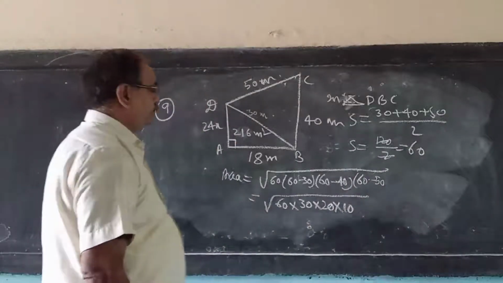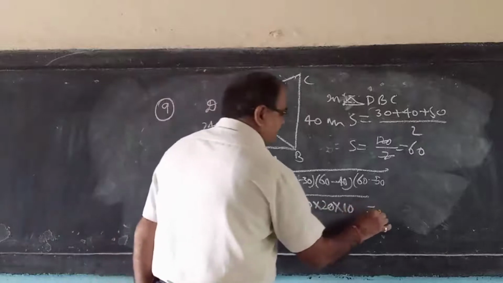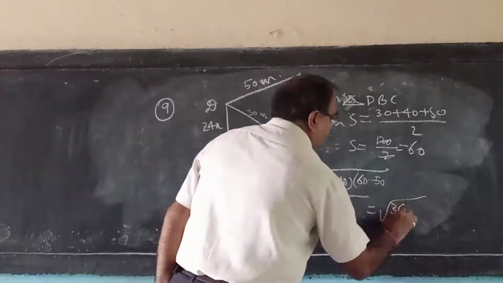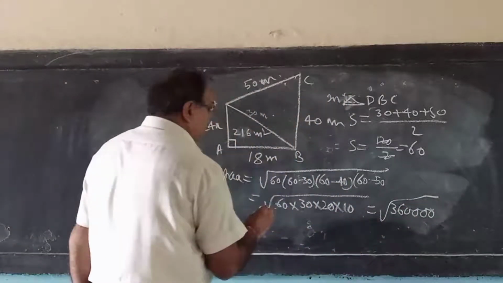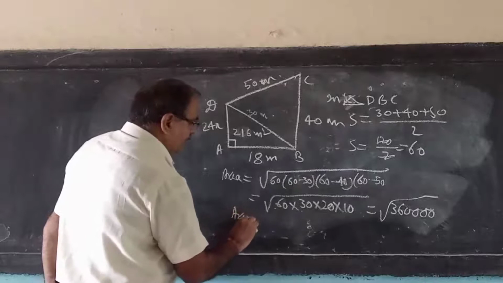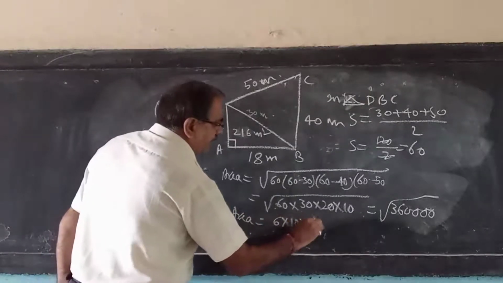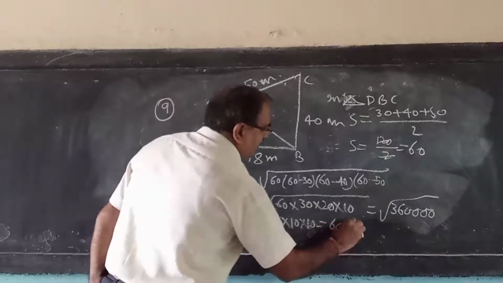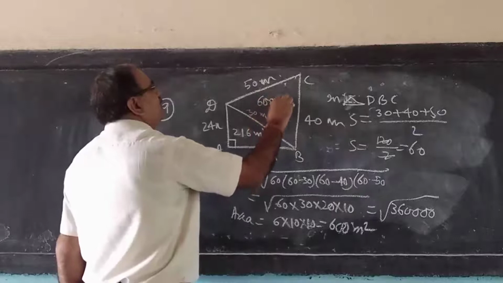Now 6 3s are 18, 2 are 36. This is 36, then 1, 2, 3, 4 zeros. 36 is a perfect square, so we can write area equal to 6 into 10 into 10, which means 600 meter square. So this area is 600 meter square.